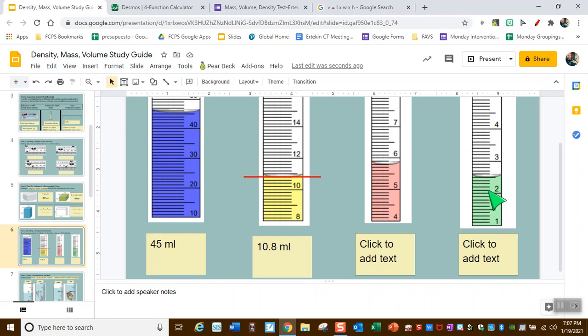Okay, este es 2, 2.1, 2.2, 2.3. So push pause on the video and tell me the volume of these two. Okay. Hagan pausa en el video y traten de adivinar el volumen de estos líquidos.